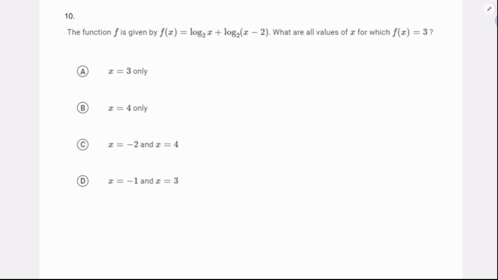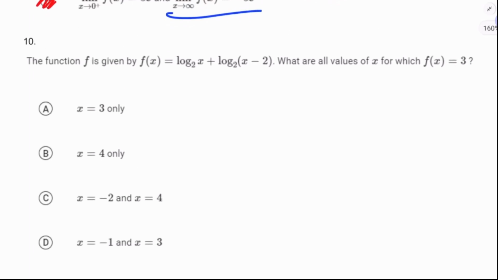Okay, so over here, f is given by log base 2 of x plus log base 2 of x minus 2. What makes f of x equal 3? This is just an equation we will be able to solve.